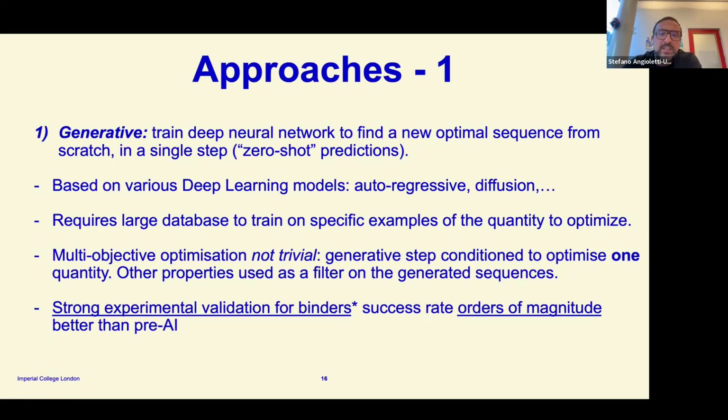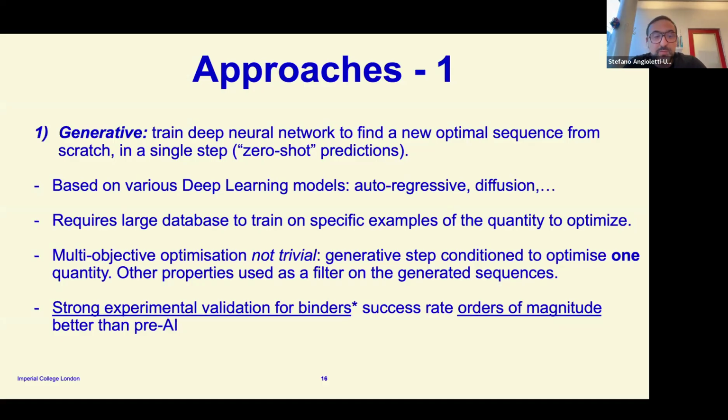But you need to have a database that already contains examples of the quantity that you want to optimize. For this reason, if you want to do multi-objective optimization, this is not trivial. This is because the generative step is typically conditioned to optimize a single quantity. And if you want to optimize multiple quantities at once, you typically focus the generative part only on optimizing one. And then downstream, you take all the proteins that you generated, and you filter them based on the other properties that you want to have.